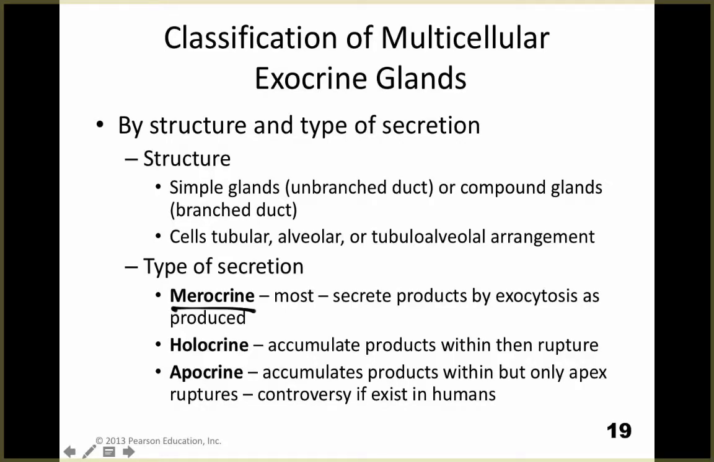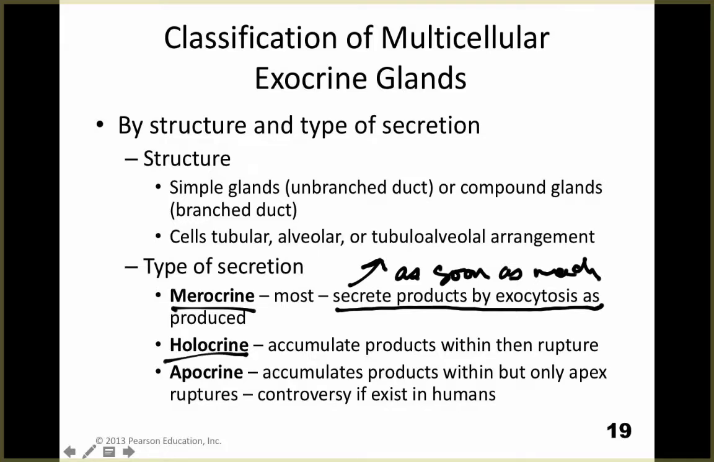This is the most common, and it secretes by exocytosis. So here, it releases as soon as it's made. Holocrine, you're going to accumulate the products, and then it's going to rupture, right? So basically it's like you're filling up a balloon, right? And you keep adding air and air and air, and then it pops.